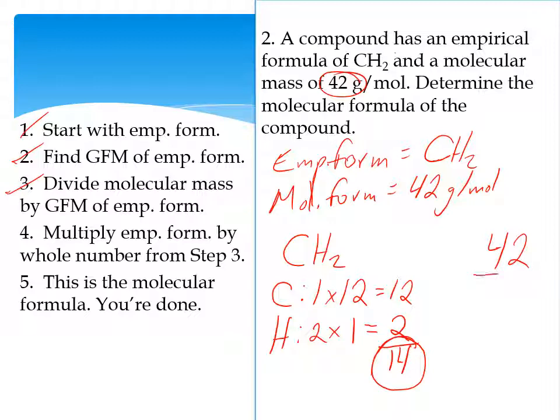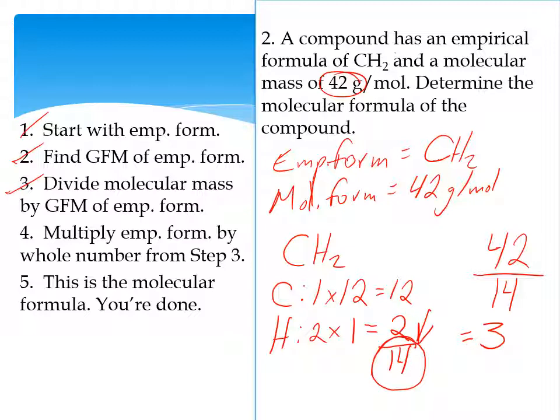Divide that by the gram formula mass of the empirical formula, which we just found down here. What did our CH2 weigh? That is 14. So I do 42 divided by 14. Hit some calculator buttons if you can't do it in your head. And 42 divided by 14 is 3.